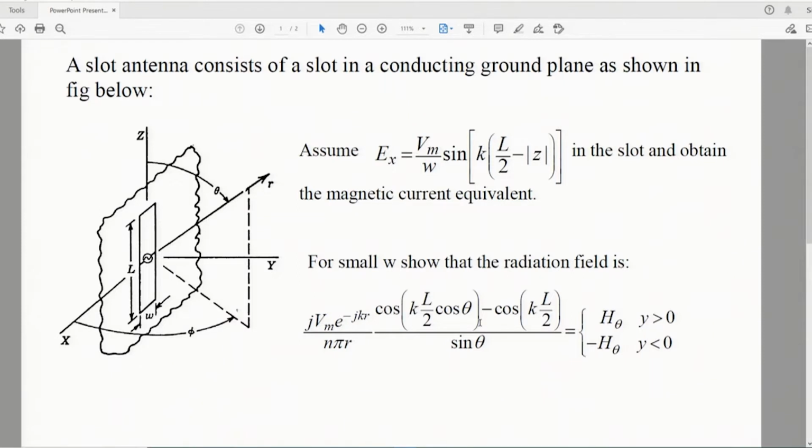It is assumed that Ex equals Vm upon W sin of k L by 2 minus Z is in the slot, and we need to obtain the magnetic current equivalent. Also, we need to show the radiation field for small W. Okay. So, we will start solving it.